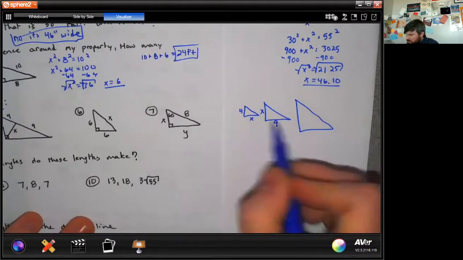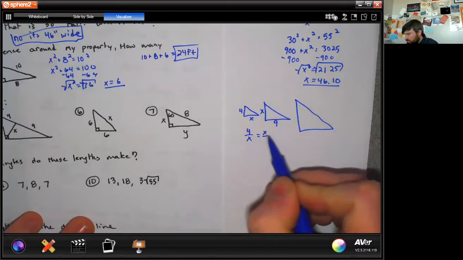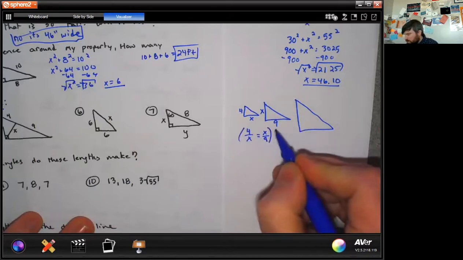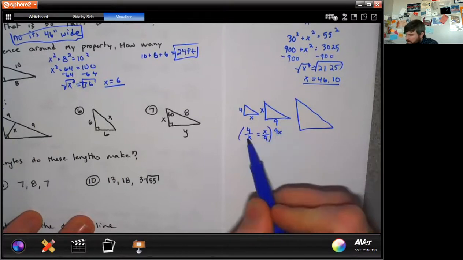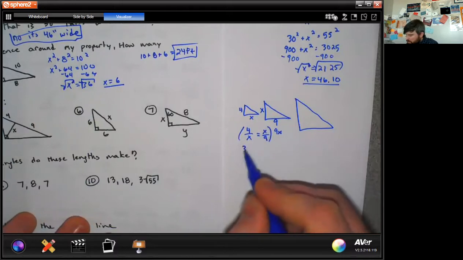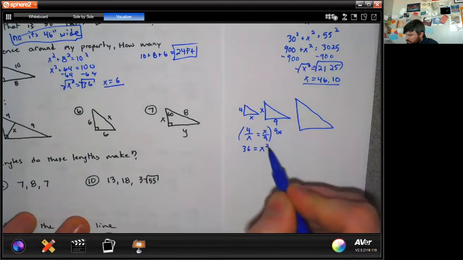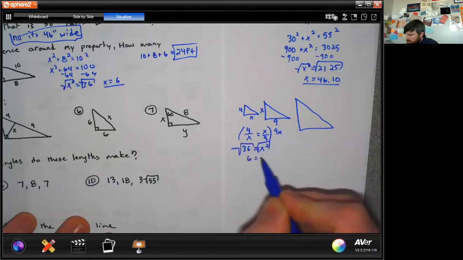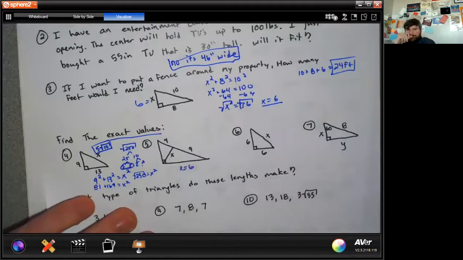So here are your ratios. You've got 4 over x equals x over 9. Multiply the whole thing by your common denominator, which is 9x. So your x's cancel here with the first one, and you have 9 times 4, which is 36. Your 9's cancel here, which is x squared. Then you square root, and you get 6 equals x. So in this case, x equals 6.